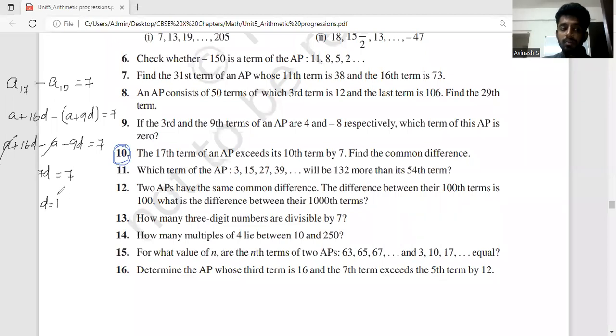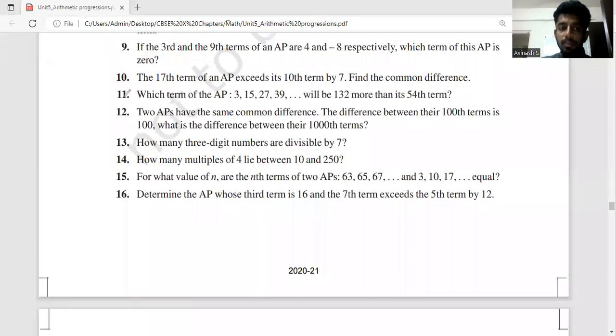So D equals 1. So not all the problems will have two equations like the previous one. Sometimes it can be one single equation where one of the variables will get cancelled. Here it is A, and you get the value of common difference as 1. And that is what we are supposed to find. We are supposed to find the common difference.